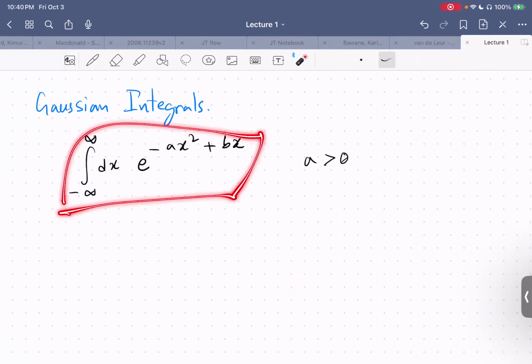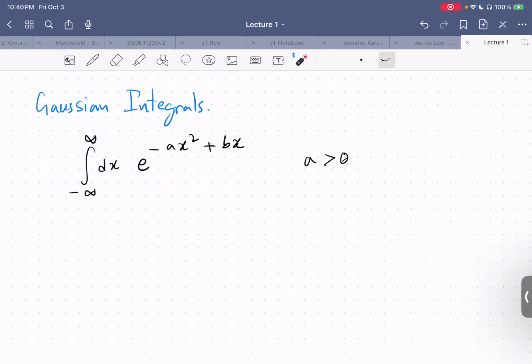This is a convergent integration because, as you can imagine, whenever x grows large, this grows large. So what we're integrating becomes exponentially suppressed. So it is perfectly reasonable that this integration is finite, right? And of course, you can compute this integral. And the answer is something like this.